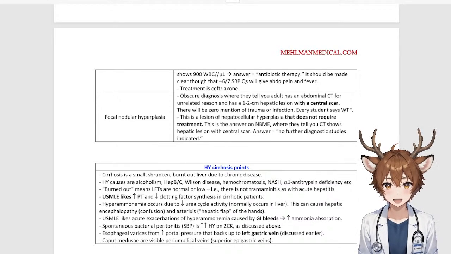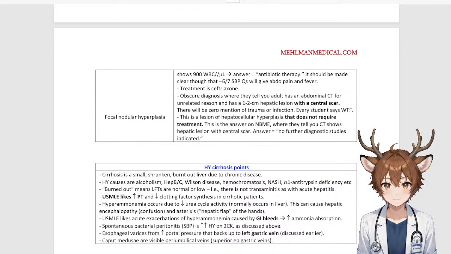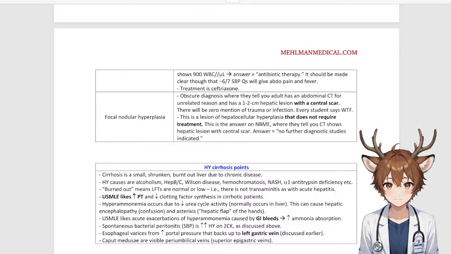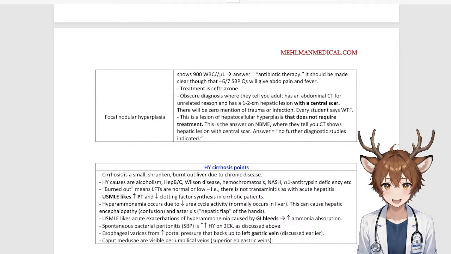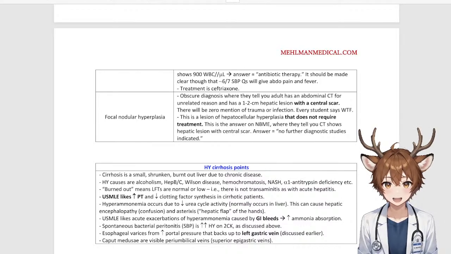This is a lesion of hepatocellular hyperplasia that does not require treatment. This is the answer on NBME, where they tell you CT shows hepatic lesion with the central scar. Answer is no further diagnostic studies indicated.